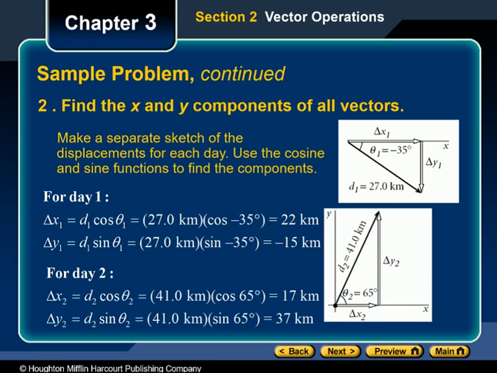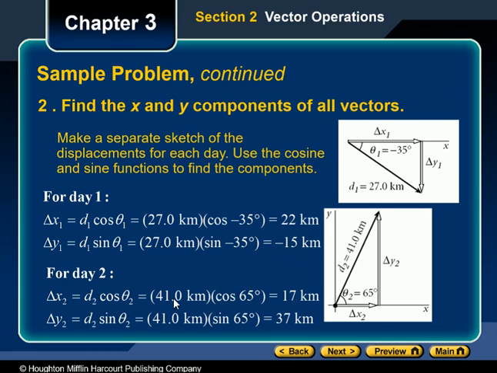We can set up the exact same situation for day 2, and I'll simply represent those with a subscript 2. So delta x2, delta y2, and I'll be using the second displacement, d sub 2, and you'll notice that there's also theta sub 2. We're using the same definitions of cosine. When solving for the x component of the second displacement, relative to this angle, the x component is the adjacent side, so adjacent over hypotenuse is your cosine. For the y component, again relative to the angle, it's opposite over hypotenuse, which is the definition of sine.